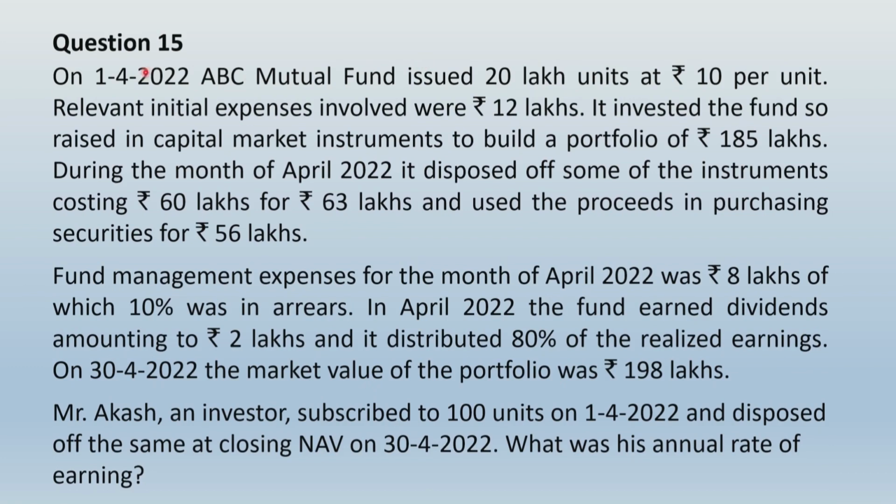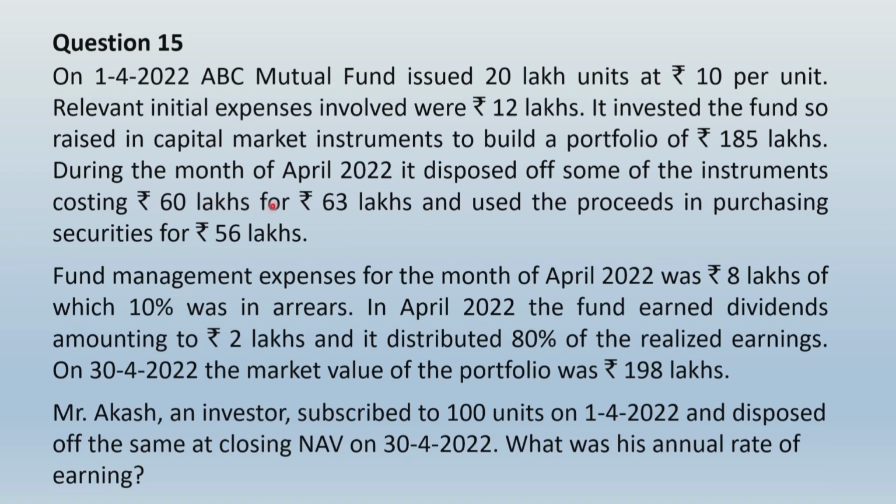So can you notice one thing? This was the date on which the new fund was offered, 20 lakh units at rupees 10 per unit. So the gross proceeds that will be collected by the mutual fund will be 200 lakhs, out of which the fund has spent rupees 12 lakhs towards initial expenses. So cash balance remaining with the fund will be 188 lakhs. Out of that, they have created a portfolio costing rupees 185 lakhs. Balance amount will be lying in cash.